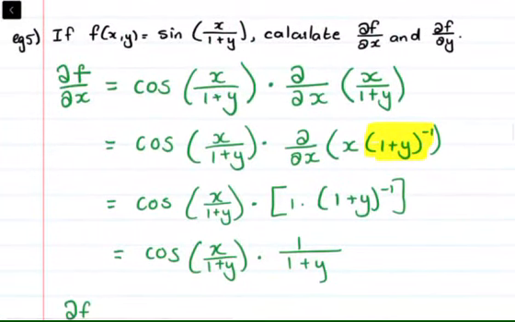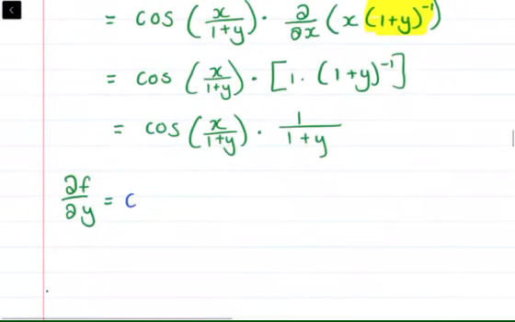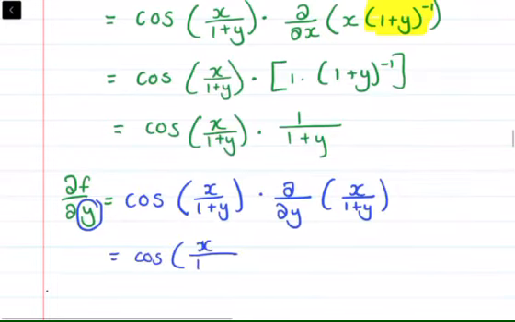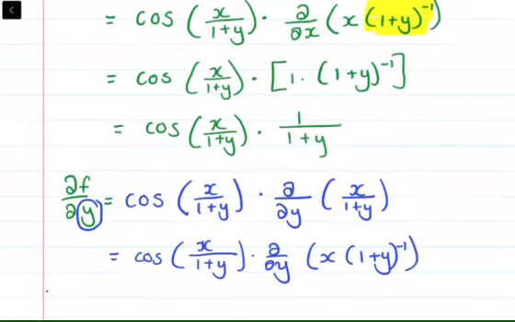Okay. Now what happens if you have to find the partial derivative of f with respect to y of this function? Once again, you have to find the outer derivative, which is cos at the inner function, which is x over 1 plus y, multiplied by the partial derivative. Remember, it is with respect to y of the inner function. And we know that the inner function can be written as x multiplied by 1 plus y to the power of negative 1.